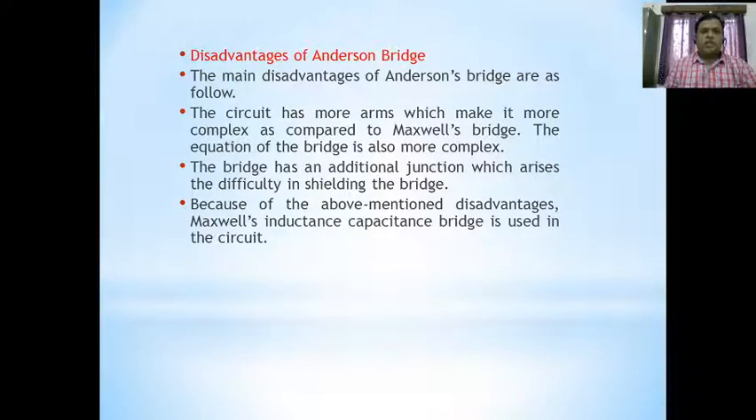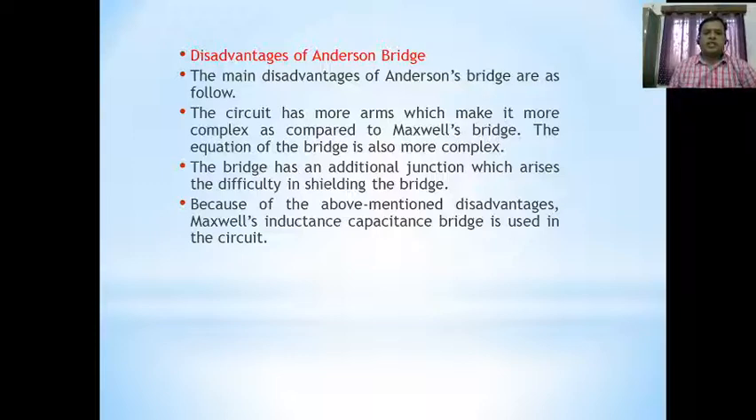And the disadvantages of Anderson's bridge. Let us now see the disadvantages of the Anderson bridge. The main disadvantages are as follows. The circuit has more arms, which makes it more complex as compared to Maxwell's bridge, because students, Maxwell's bridge has fewer arms, but Anderson bridge has more arms. It looks complex while solving the equations. The equation of the bridge is also more complex, so the bridge is complex as well as the equations.